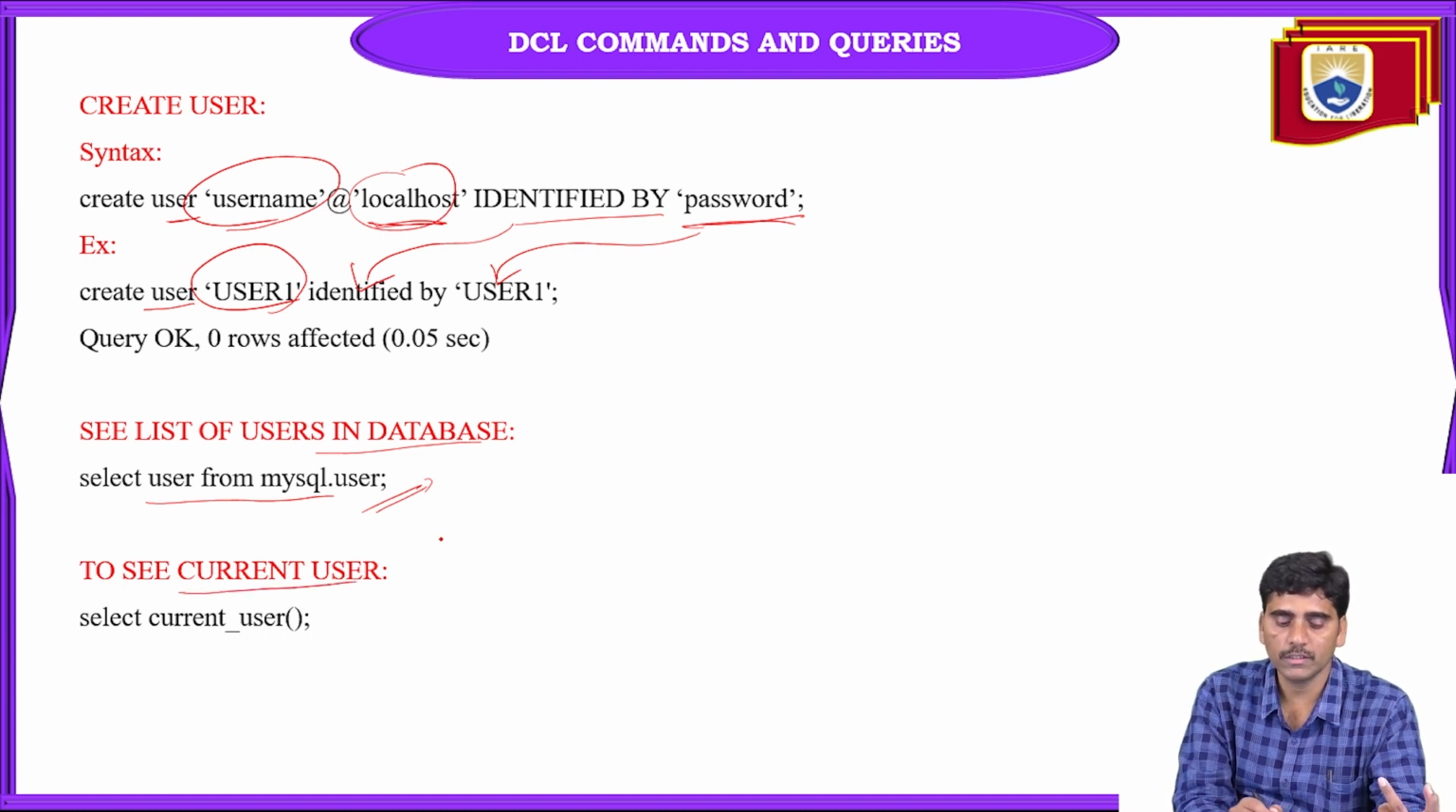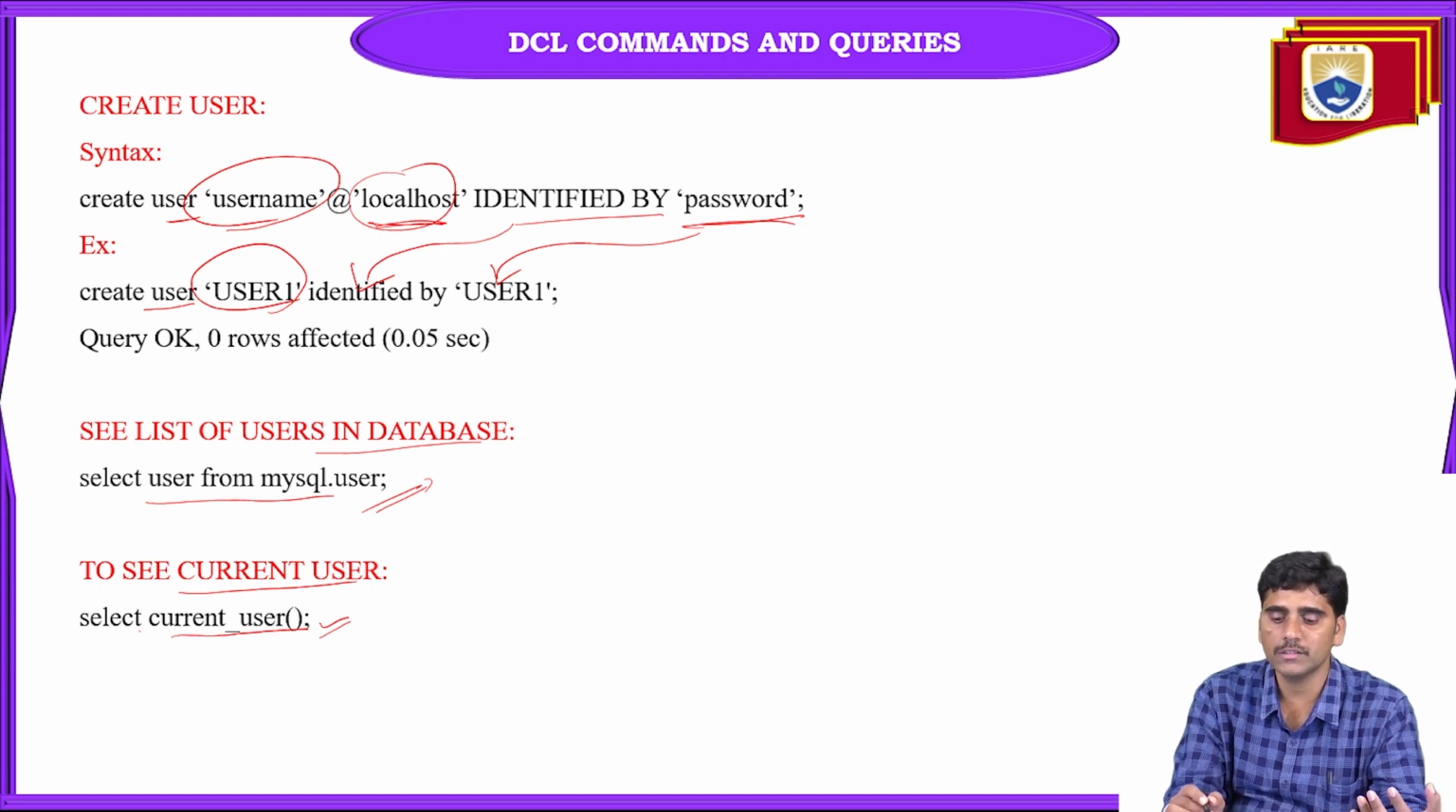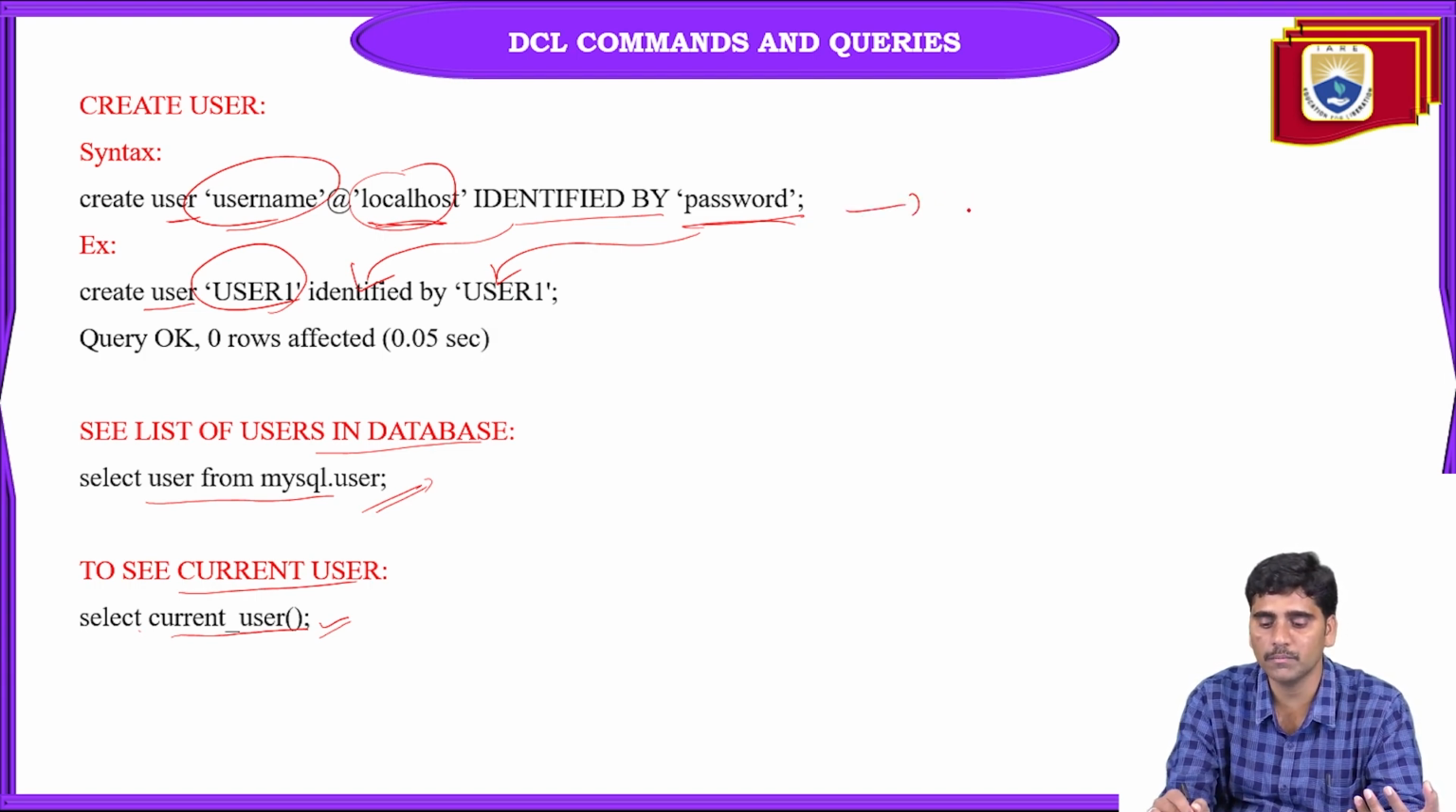And if you want to see the current user, you can write select current_user. Select current_user is the command to see the current user. To perform all the grant and revoke operations, you must create a user, which is created by an administrator.